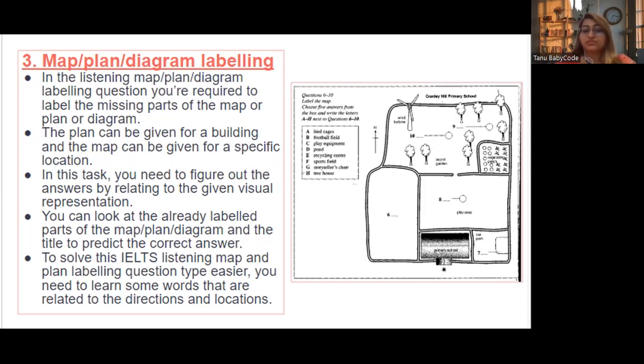So to solve this map or plan labeling question type easier, you need to learn some words which are related to directions and locations. North, south, northwest, northeast. So you should be well versed with directions here, right? And the locations also. See on the right side, the map is given.